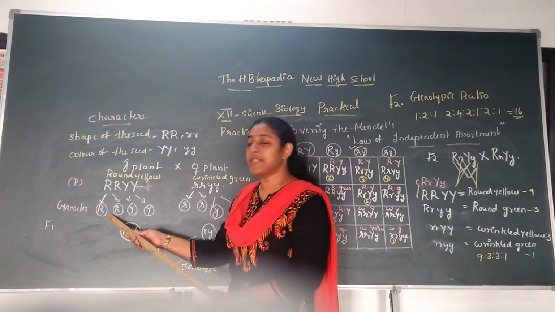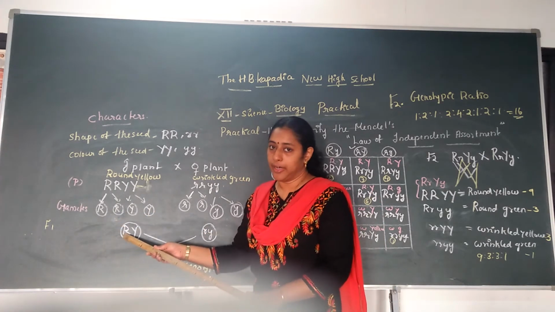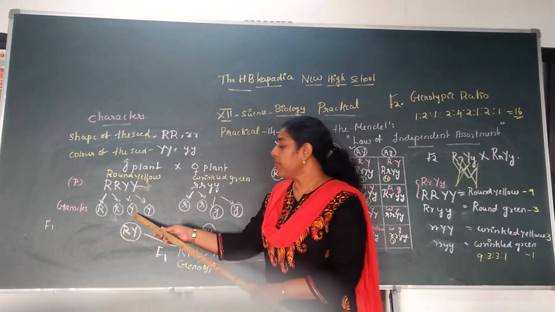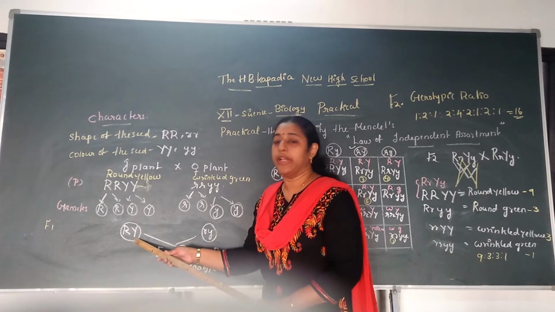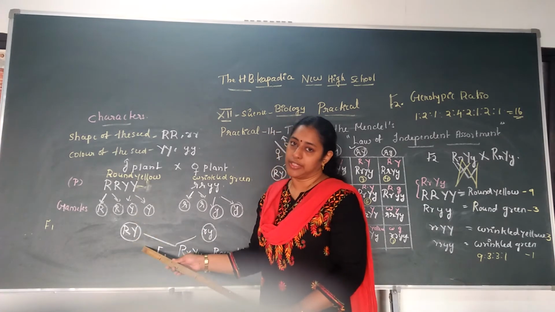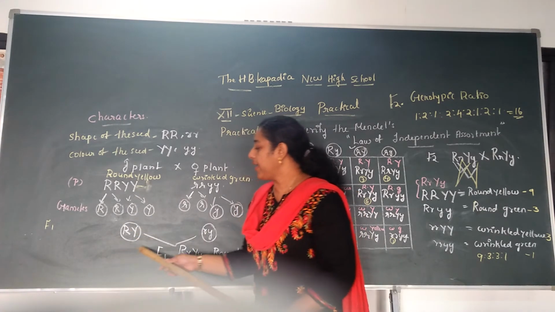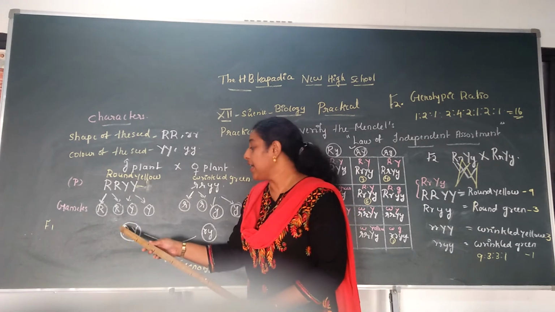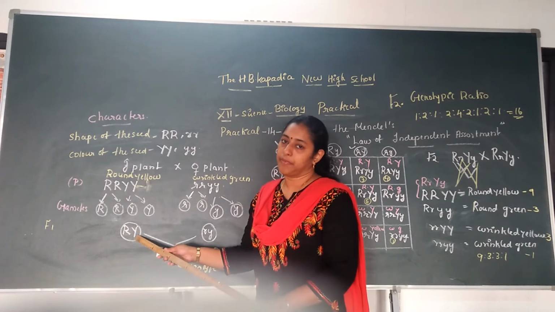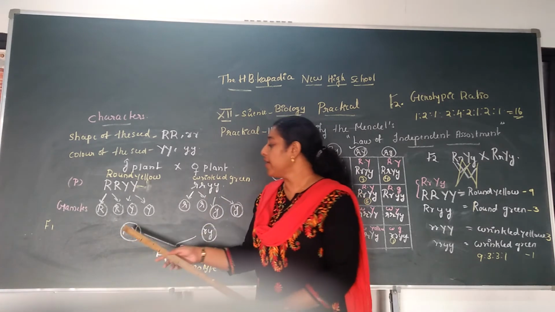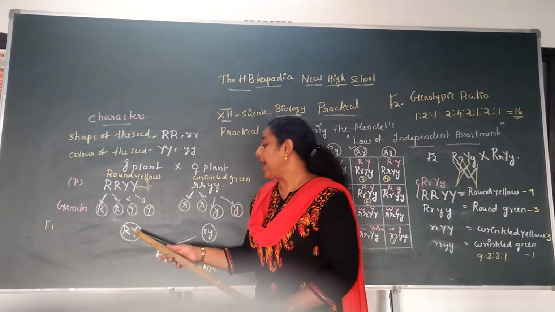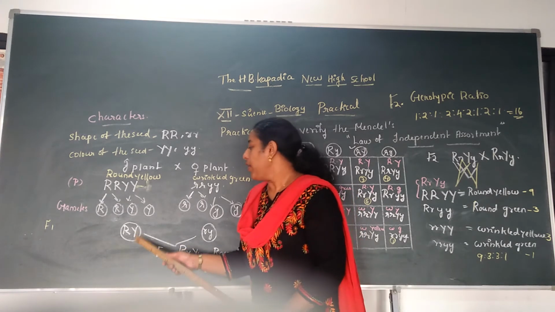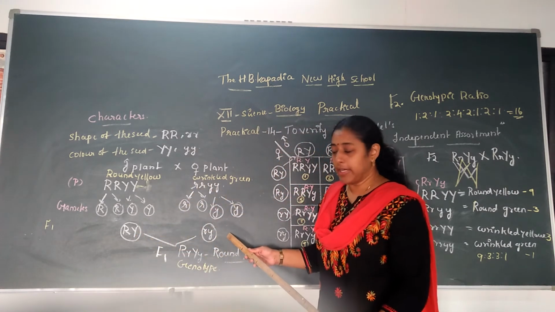So as it is a homozygous one, I am taking only capital R, that is representing the round seed, and from the capital Y, I am taking only one Y because it is also homozygous. So the dihybrid gametic character we are getting is capital R, capital Y. A gamete consists of two characters. First one, the shape of the seed, and the second one, that is capital Y, that is the color of the seed.